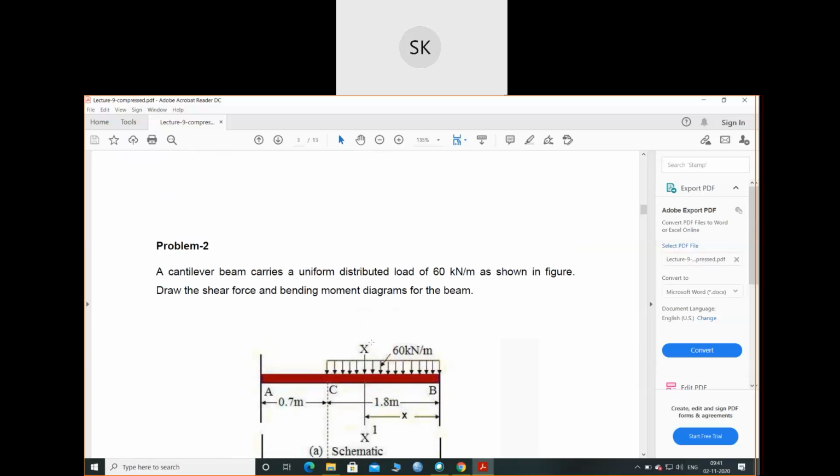So try to solve this question by yourself and let me know the answer, the shear force values and the bending moment diagram.